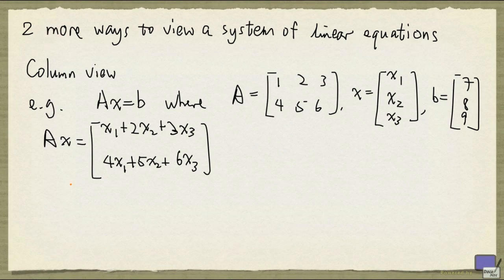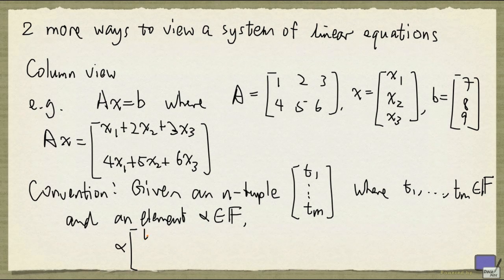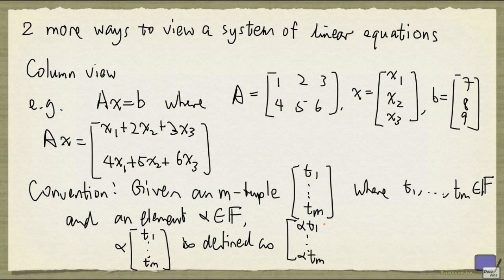Now we're going to write this differently, and we are going to use the following convention. Given an m tuple T1 up to Tm, where T1 up to Tm are elements from some structure on which addition and multiplication is defined, and another element alpha from the same structure, we write alpha times this m tuple. So this is defined as this m tuple. So you multiply each entry by alpha. With this convention, I can rewrite this as the following.